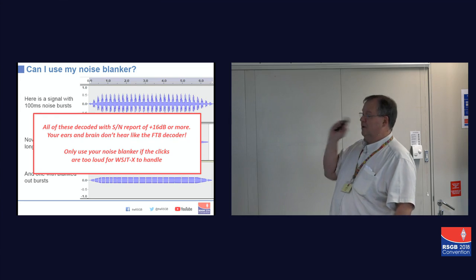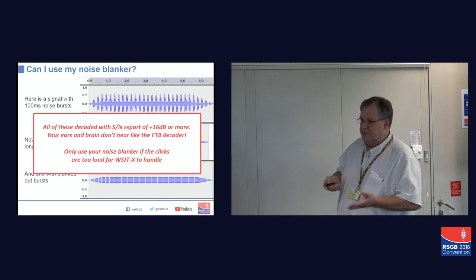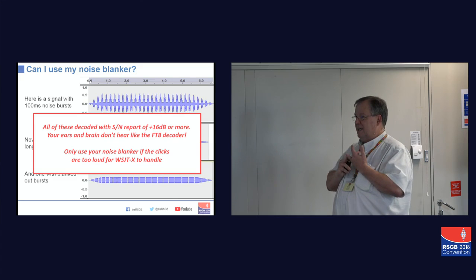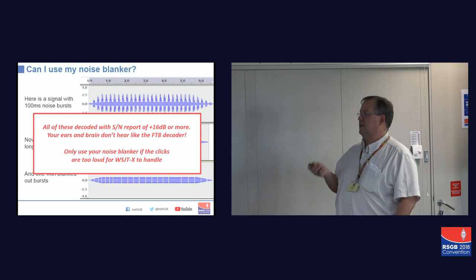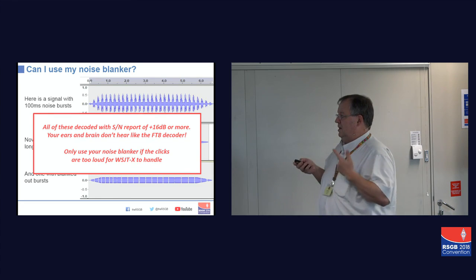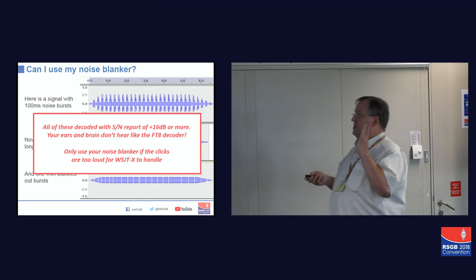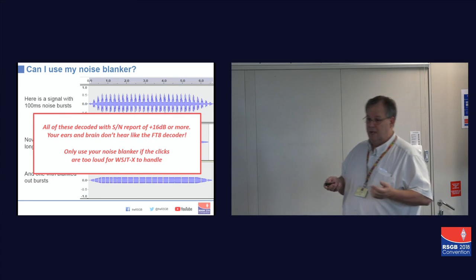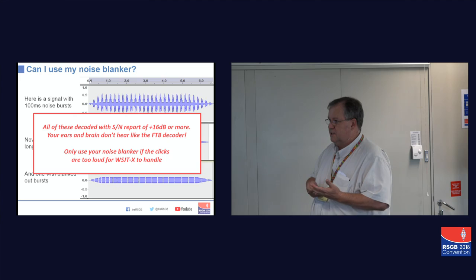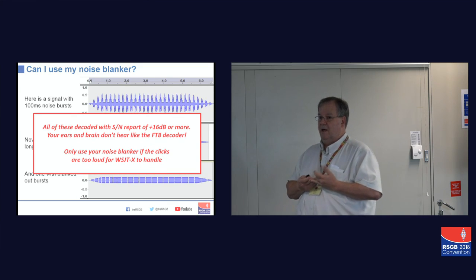FT8 does not work like your ears, it does not care, but the time to use the noise blanker is when those pulses would take it out of the 80 dB range. If you're going above 80 dB with your clicks, stick your noise blanker on, it's not going to hurt. The fact that there are gaps in the transmission, FT8 really doesn't mind that much. You can take out an extraordinary amount of an FT8 transmission. You can get a solid decode on the first 6.7 seconds of the transmission.